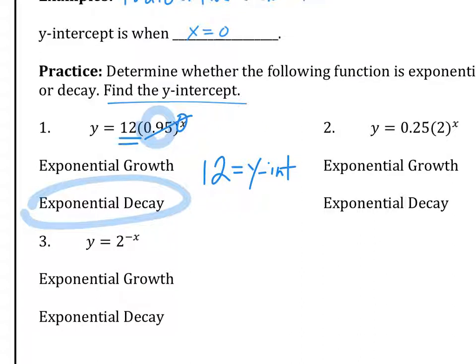All right, number 2. Daniel, is it growth or decay? Good. Why is it growth? Because it's bigger than 1. What number is the base? 2. Yeah, good. So base is 2, which is greater than 1. All right. Josh, what number is the y-intercept?